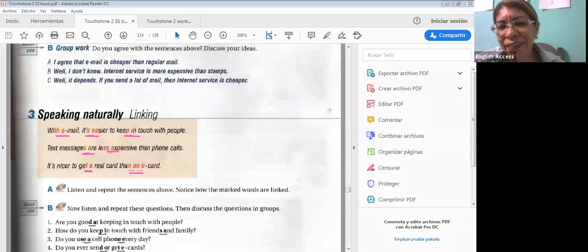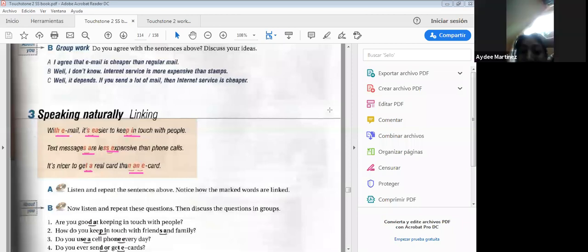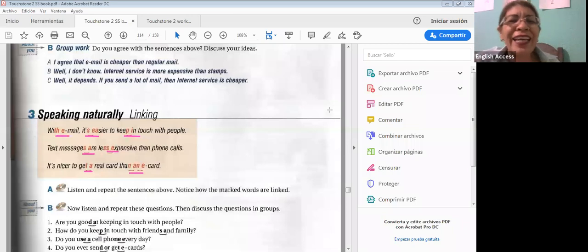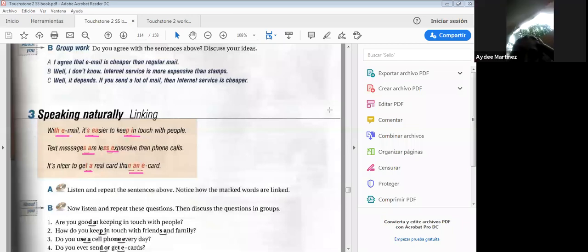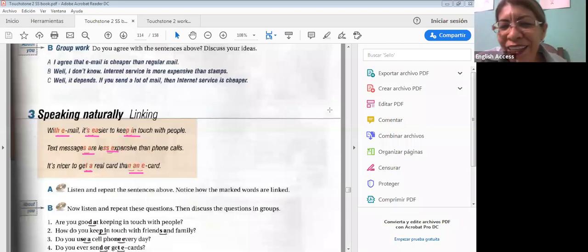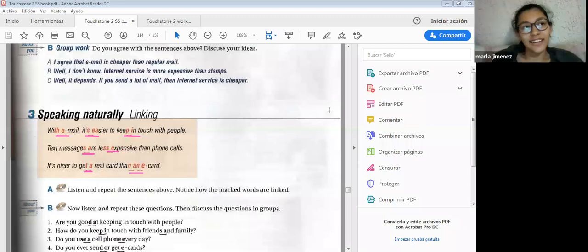Than an e-card. Yes, that's linking because we are linking the idea. So one more time. Listen. It's nicer to get a real card than an e-card. Repeat. It's nicer to get a real card than an e-card. Yes.